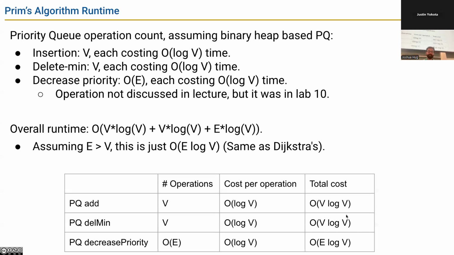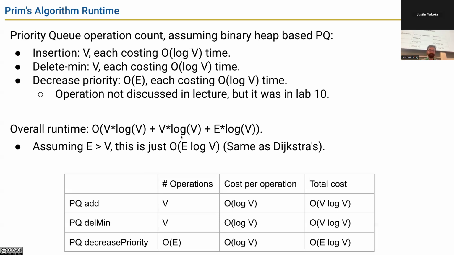Okay, so just counting the priority queue operations, it's V log V plus V log V plus E log V. And if you're lazy and you just say, well, let's assume we have more edges than vertices, which is typical of most interesting problems, then, well, it has to be, actually, because otherwise there's no spanning tree. You need this to be connected. The overall runtime will be E log V, which is the same as Dijkstra's.